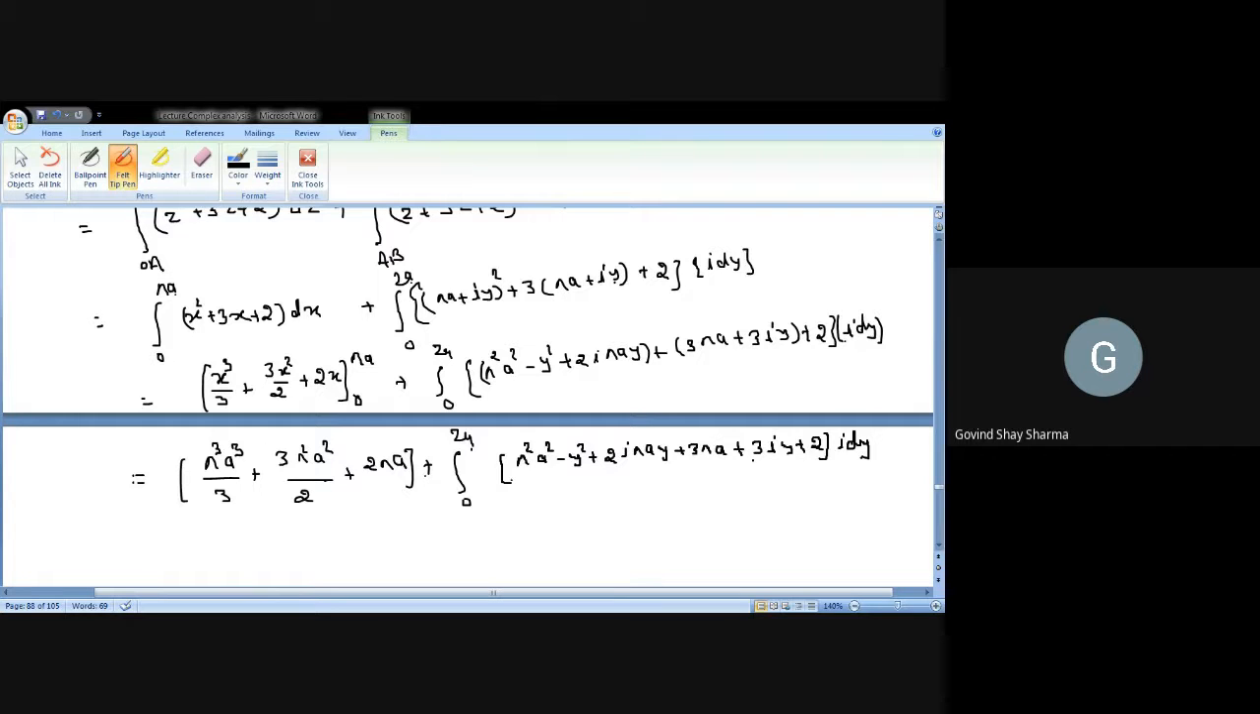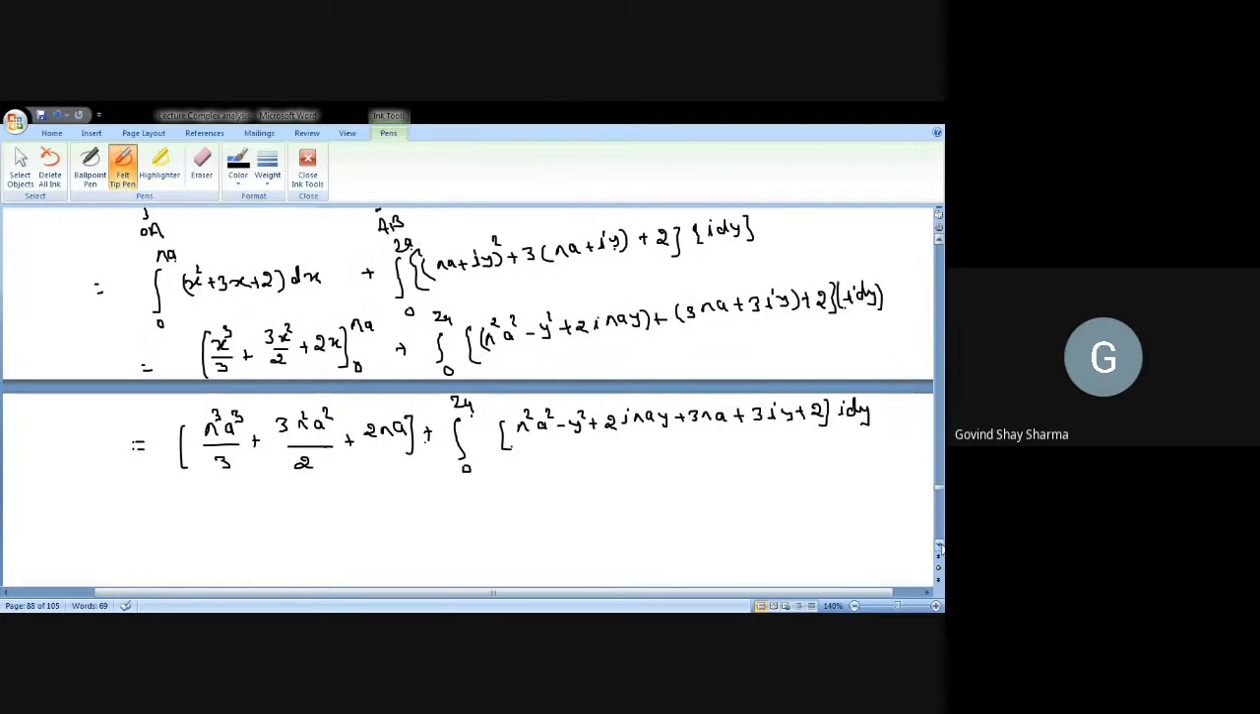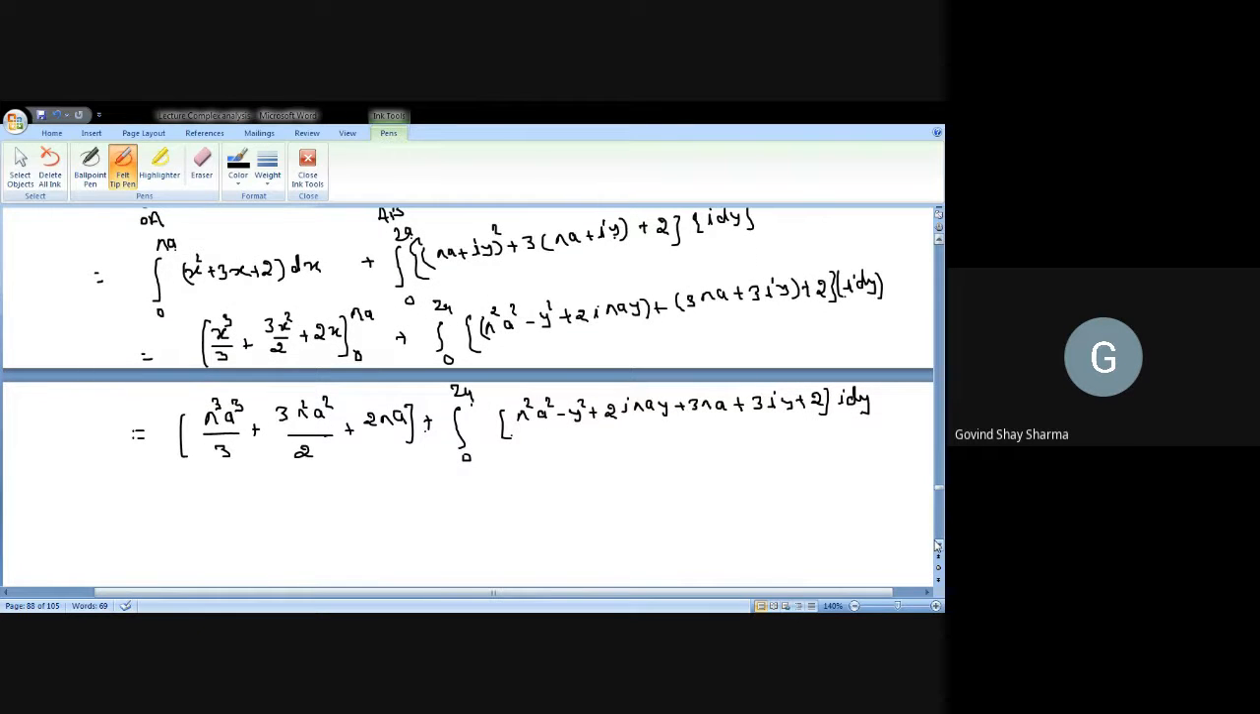Now i is a constant, so we take it outside and integrate all the terms. Here we see how to solve it by integration. Simply, we can do the integration here.